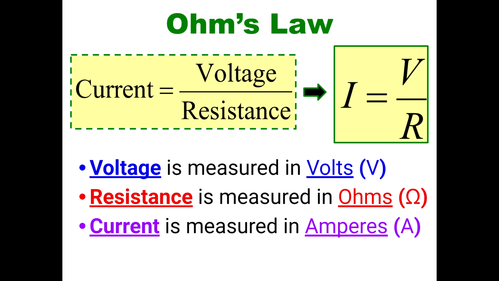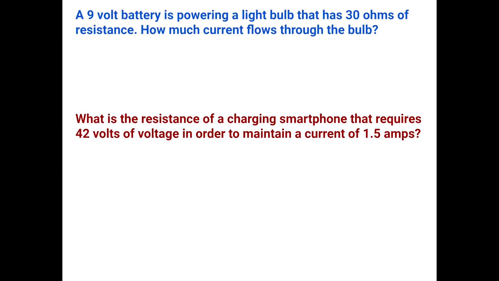Alright, I think we're finally ready to take all of the knowledge we've gained today and try to solve 2 quick physics problems. Here's the first one. A 9-volt battery is powering a light bulb that has 30 ohms of resistance. How much current flows through the bulb? Feel free to pause the video right now and try to see if you can find the answer to this question along with the correct unit while showing full work with your pen or pencil. Go ahead and pause the video and try that now.